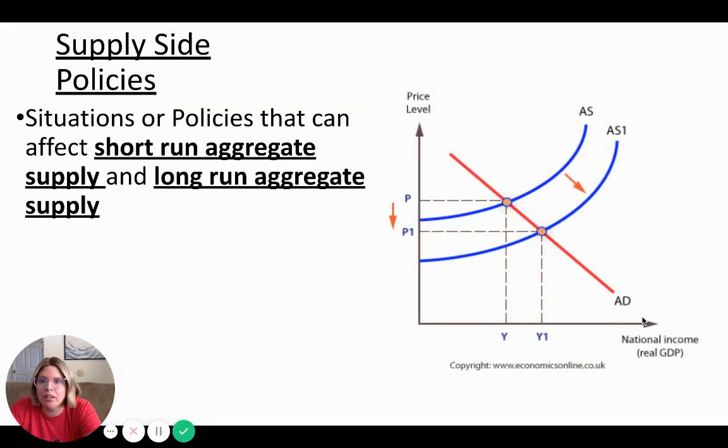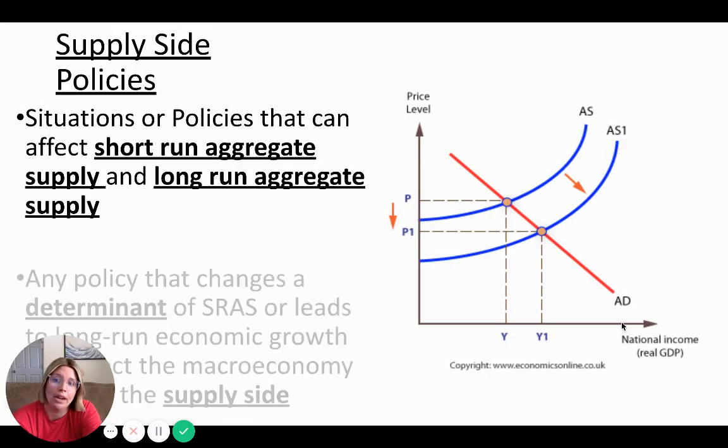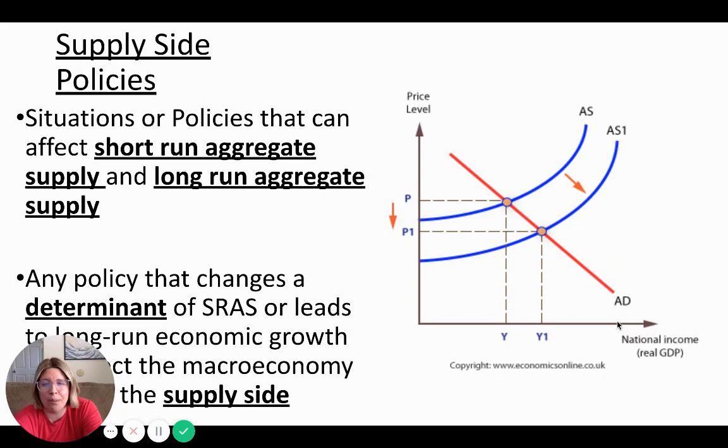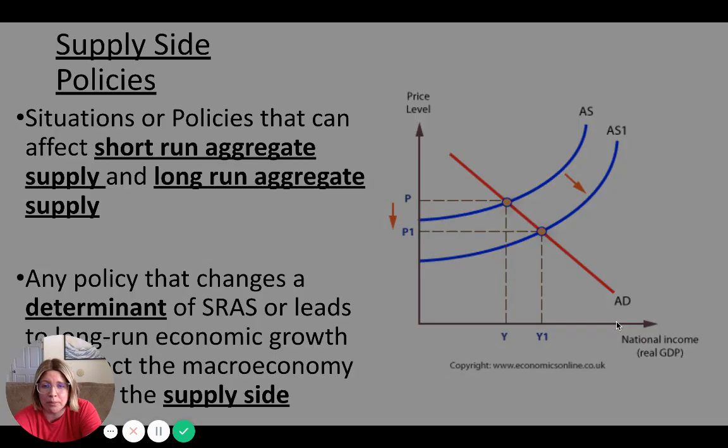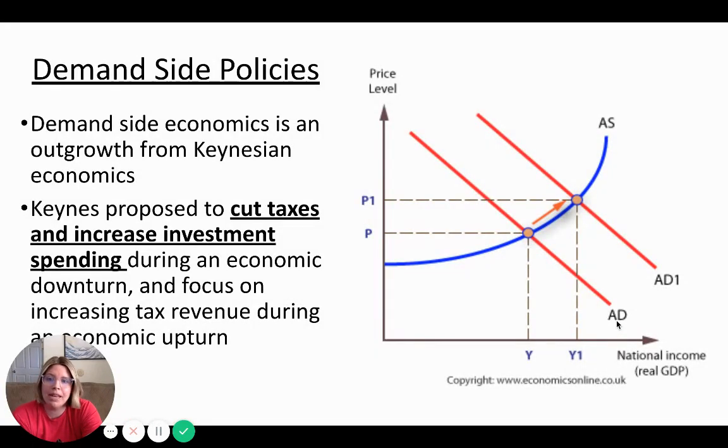So supply side policies are basically situations or policies that can affect short run aggregate supply and long run aggregate supply. Any policy that changes the determinants of SRAS will lead to long run economic growth. Demand side policies: Keynes wasn't a supply sider. He was focused on the demand side. Keynes was all about trying to increase government spending and also increase the money that the consumer has.